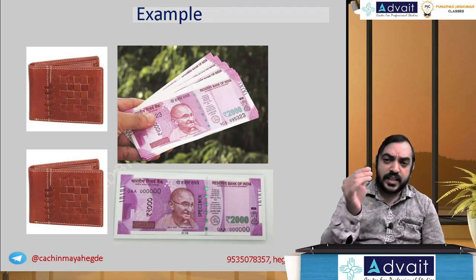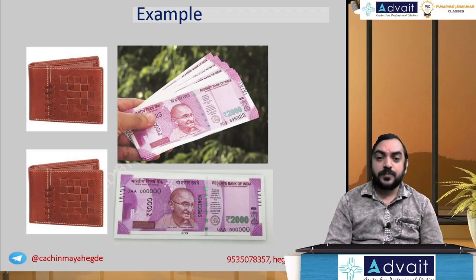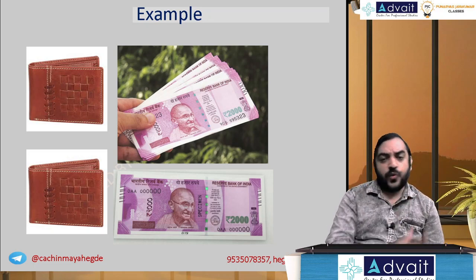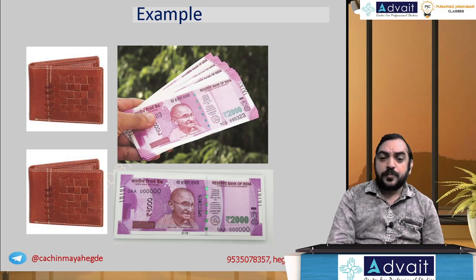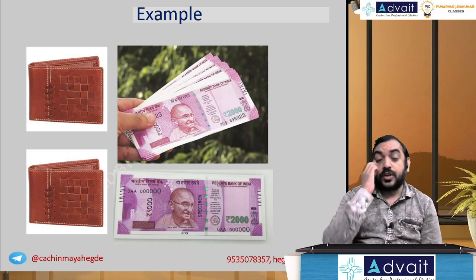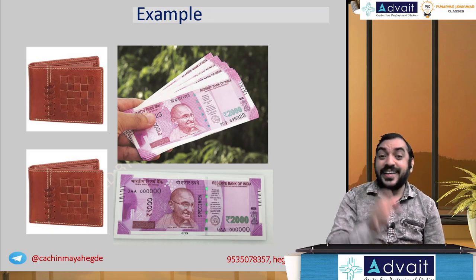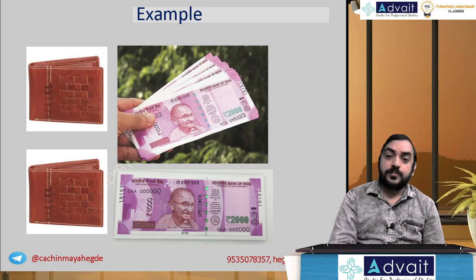Let's first understand a little bit more about the basic structure of derivatives. Take a look at this picture. You have one wallet which has, let's say, five 2000 rupee notes. And another identical wallet, but it has only one 2000 rupee note.